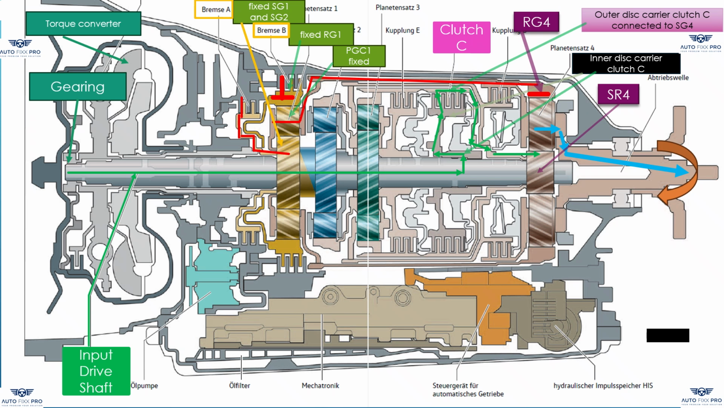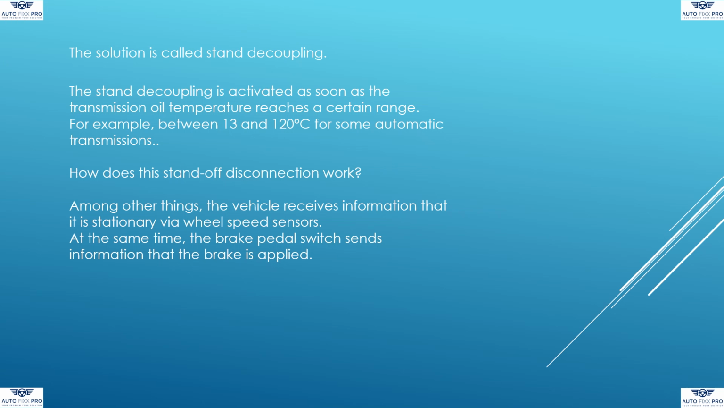What does the transmission manufacturer do to reduce the increased load on the engine and thus the increased fuel consumption? The solution is called stand decoupling. Stand decoupling is used as soon as the transmission oil temperature reaches a certain range, for example, between 13 and 120 degrees Celsius for some automatic transmissions. How does this standoff disconnection work?